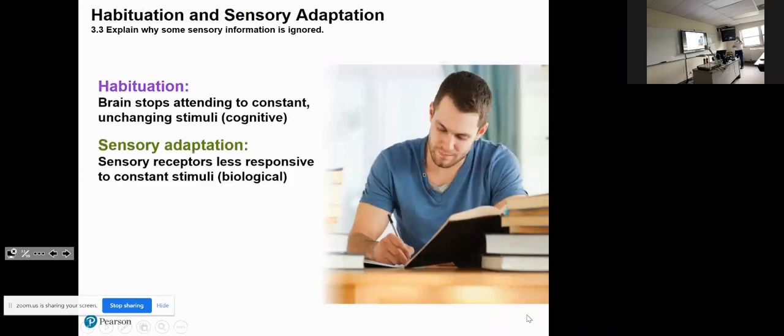All right. So habituation and sensory adaptation. There's really a difference between the two of these, and I'm going to do my best to explain these. Okay. So habituation is when the brain stops responding to something that's going on in your environment. So for example, how many of you grew up with a grandfather clock? So what happens? Do you ever really notice that grandfather clock ticking away?